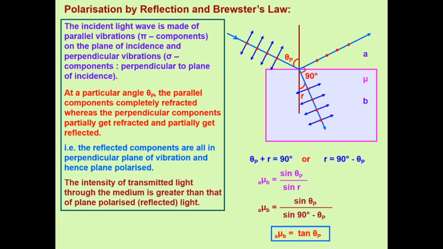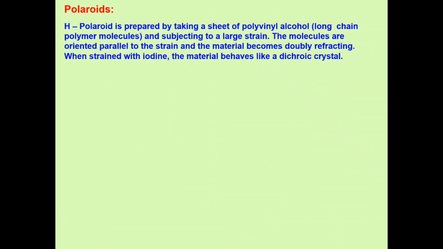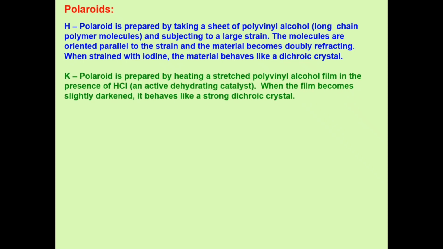Third condition: the angle between the reflected ray and the refracted ray is 90 degrees. If you calculate, you get mu equals tan i phi, which is useful for mathematics. After that, the polaroid, then the uses of the polaroid.